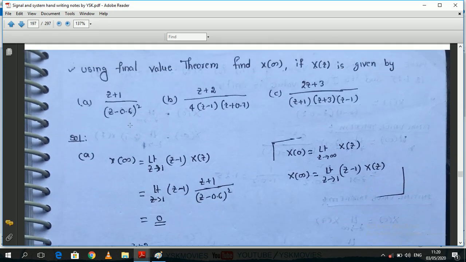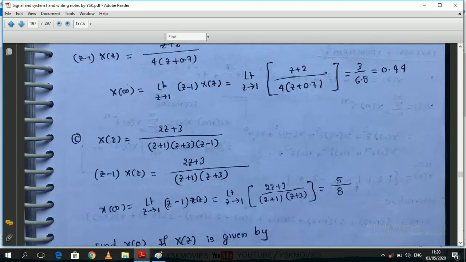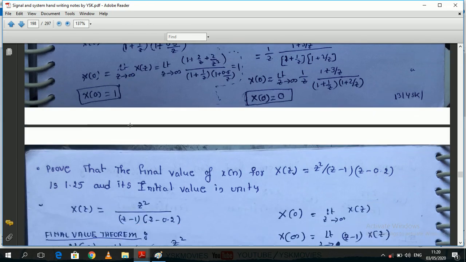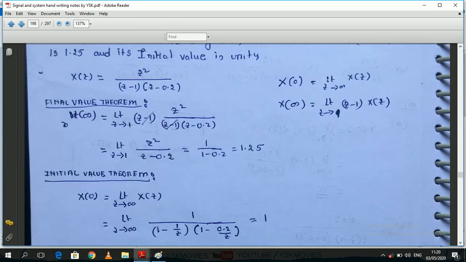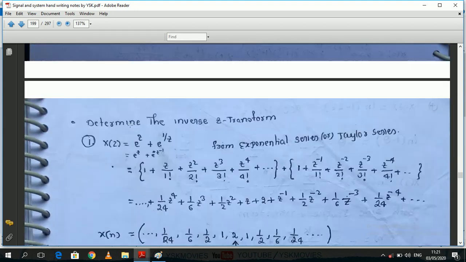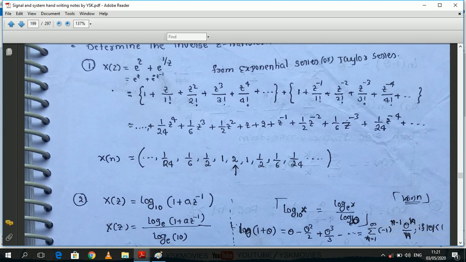By using the final value theorem, find the x of z. Okay, so Z transform, these are all. Show that, like, the inverse Z transform. See, find the inverse Z transform.